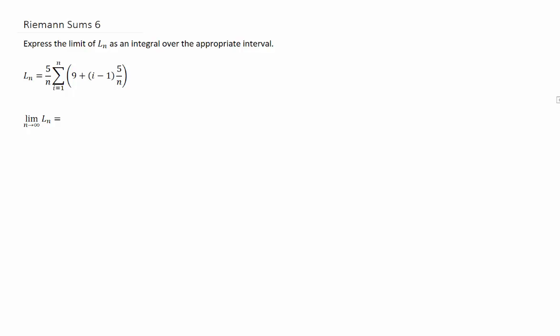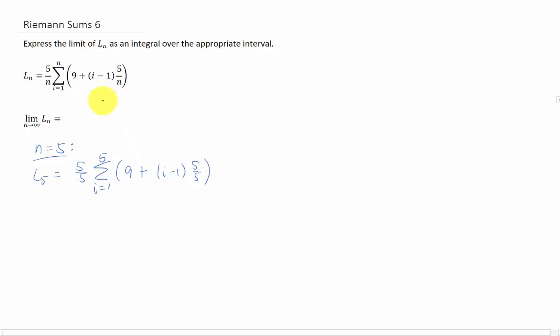Let's see if we can interpret this Riemann sum. Maybe it would be smart to look at a specific n value. I think the numbers are going to come out nice if we pick maybe n equals 5. So I just plugged in n equals 5 into the sum that was given, and let's simplify and write out the 5 terms.